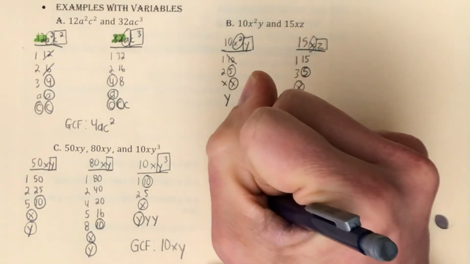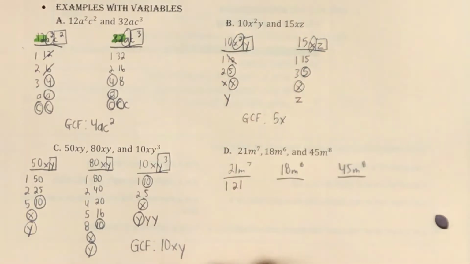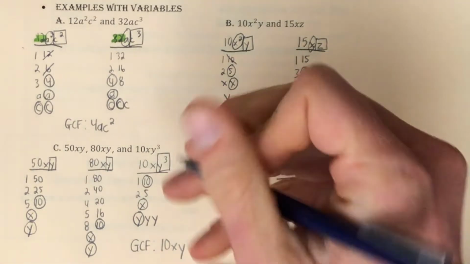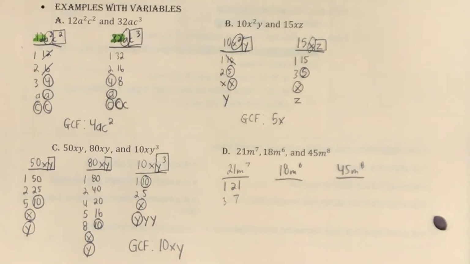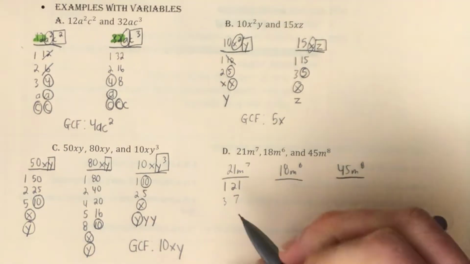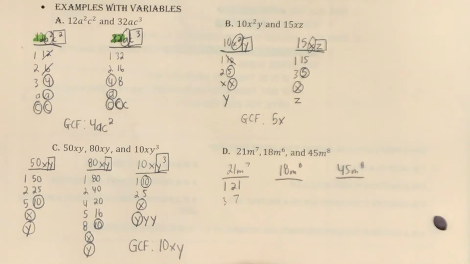So with 21, I know 1 and 21. 2 does not go into 21, but 3 does. 3 times 7 equals 21. 4 does not go into 21. 5 does not go into 21. 6 does not go into 21, and 7 is on my list.